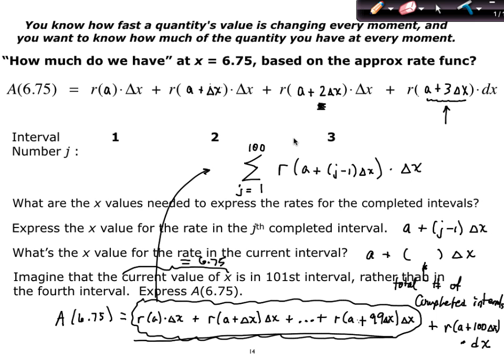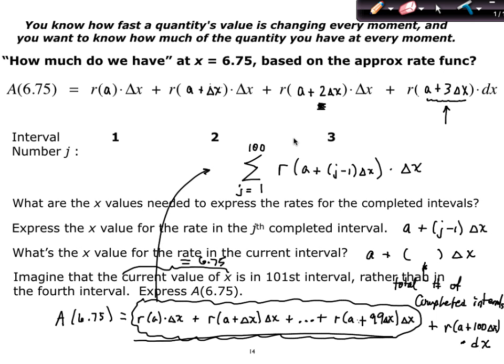But now we're not scared anymore because we know exactly what that is and where it came from, right? It just means first interval, R of A times delta X. When J is 1, we get 0, R of A times delta X. Accumulation for the first interval. Now J is going to be 2. What will we get? R of A plus 1 delta x, times delta x.